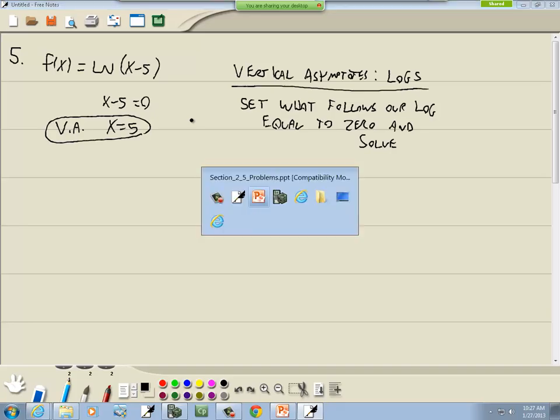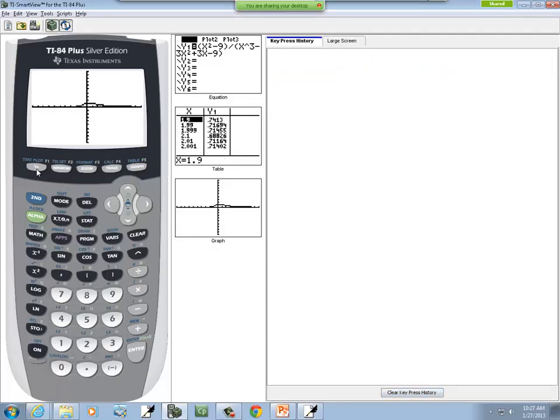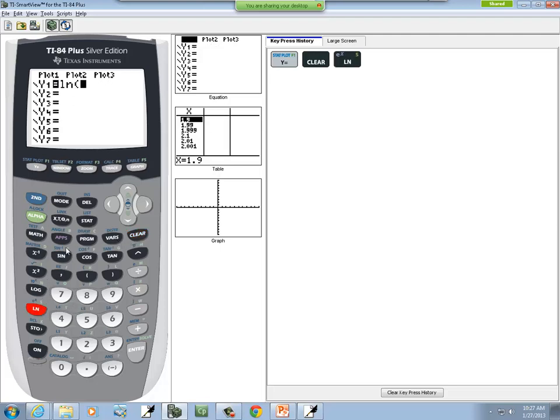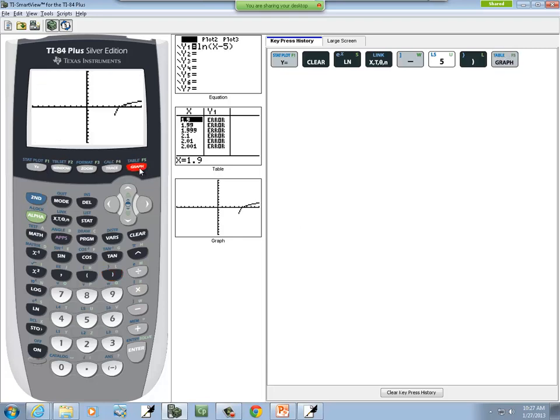Now if I were to graph this and take a look at it, press my y equals, clear, natural log of x minus 5. You don't have to have closing parentheses at the very end, and then graph. Notice how it looks like my graph just stops. Well, the graph never just stops. It actually keeps going down forever. It just keeps getting closer and closer to this line, but never touches it, never crosses it. Just skims it. And the TI-83, TI-84 isn't very good about logs. They'll always show them stopping. They never stop. They keep going down forever, which is what we're looking at for a vertical asymptote.